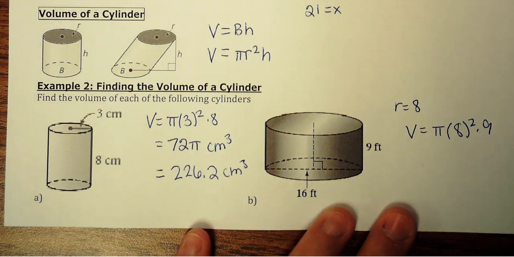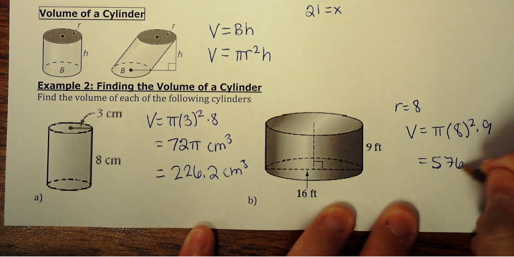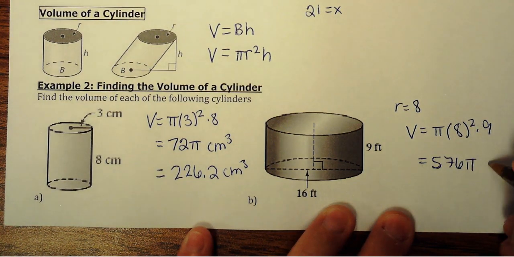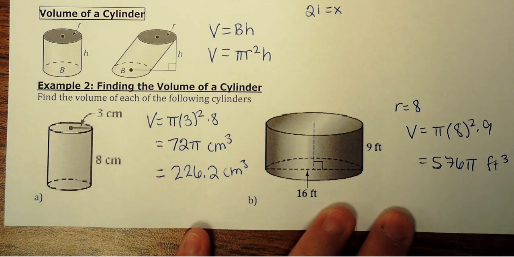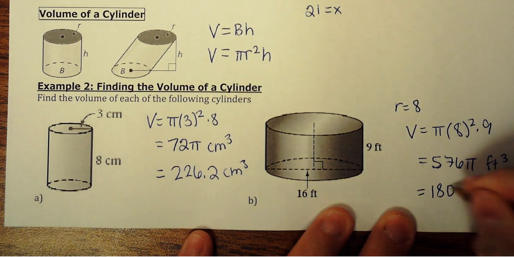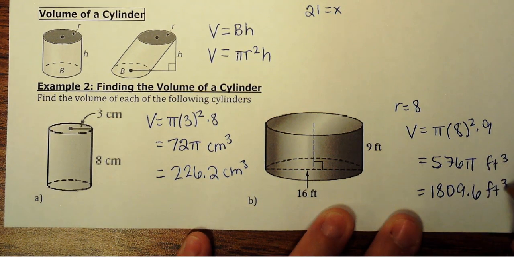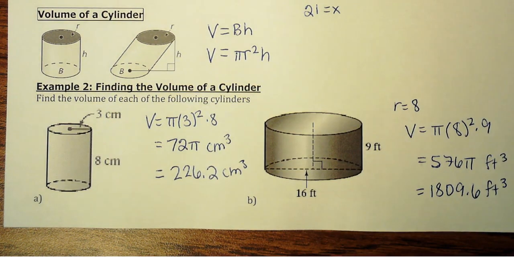So I'm going to do 8 squared times 9. This is 576 pi. So if that's what, in terms of pi, go ahead and write the 576 pi. If they wanted to have it to the nearest tenth, this would be, let's see, 1,809.6 cubic feet. So it's important to be able to write it in both formats.